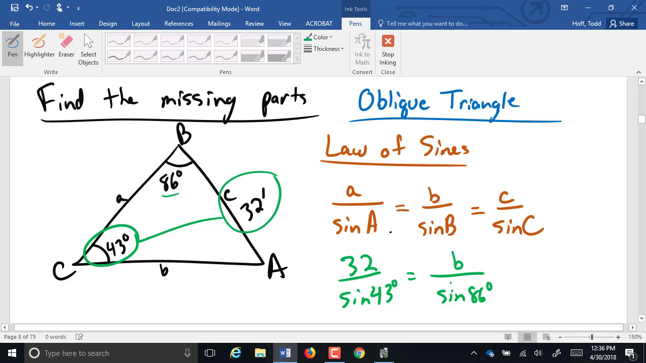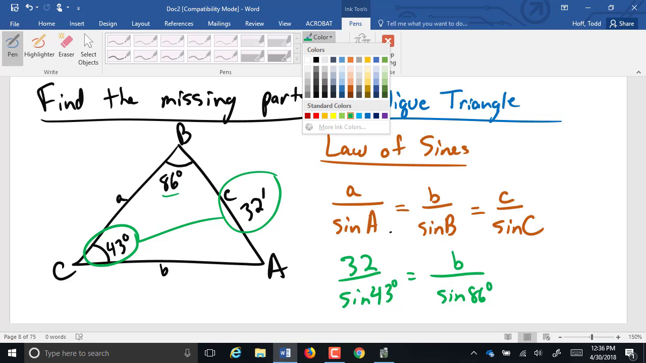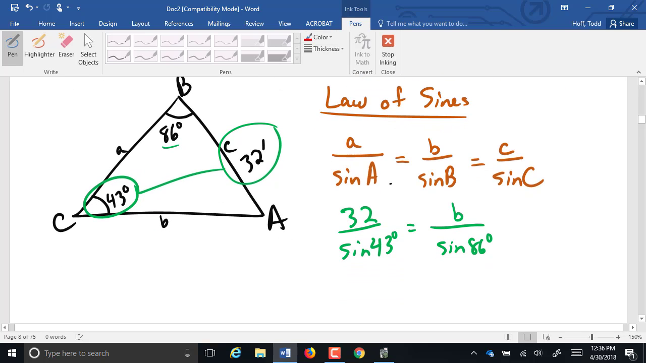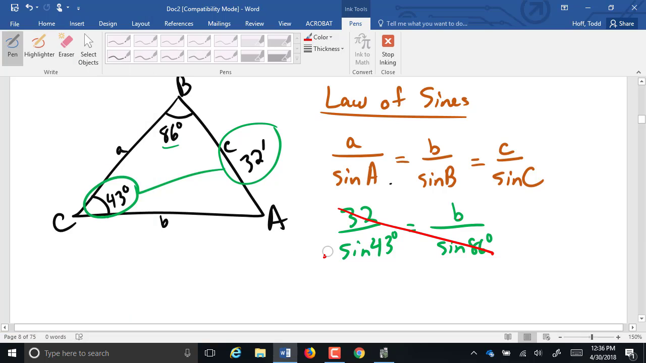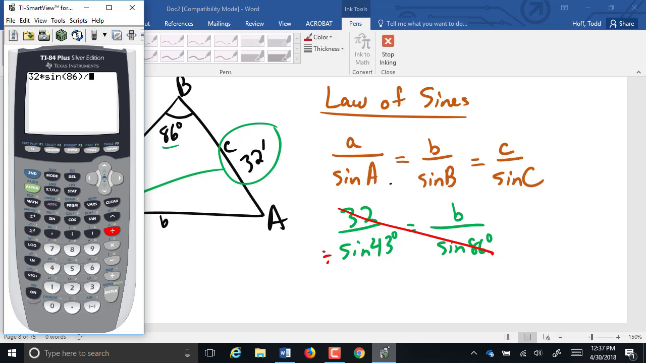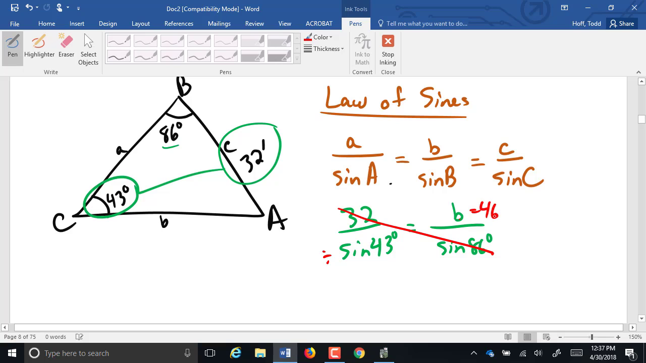B, perfect. So now to find B, we are going to cross multiply and divide. So B is here, so the two that we have the numbers for are this diagonal, so 32 times the sine of 86. On your calculator, make sure you close that parentheses. Divided by the sine of 43. We get 46.81 feet.